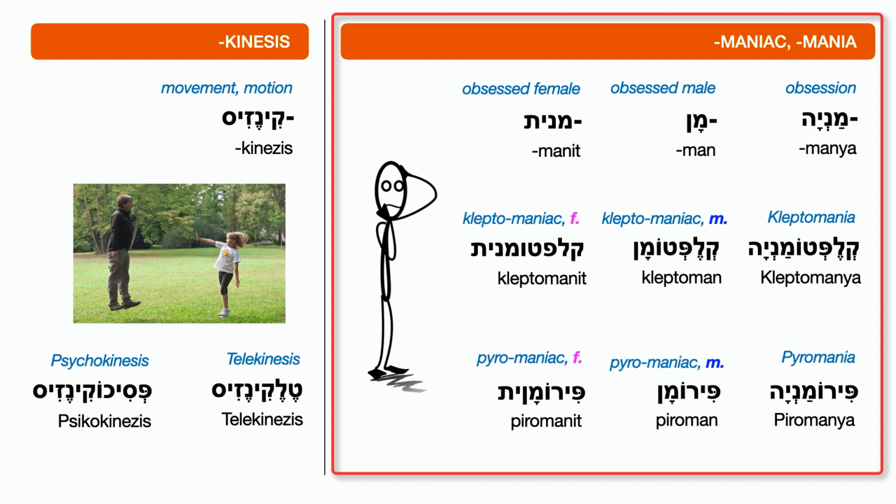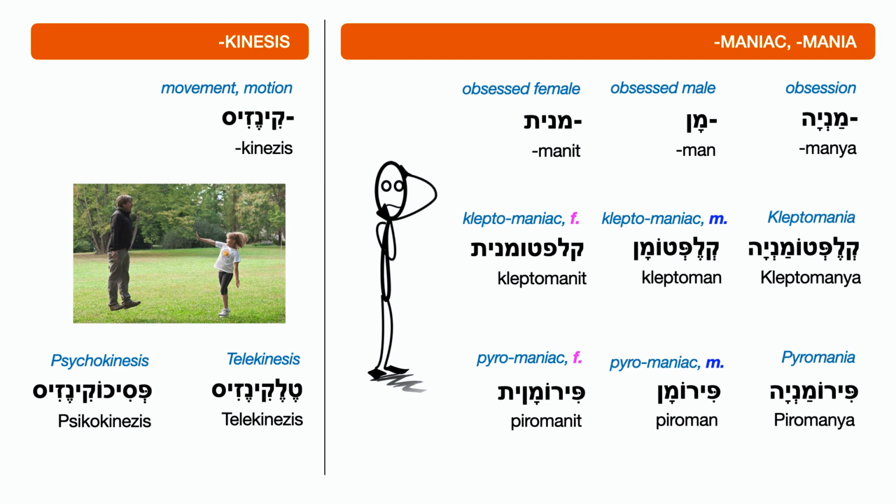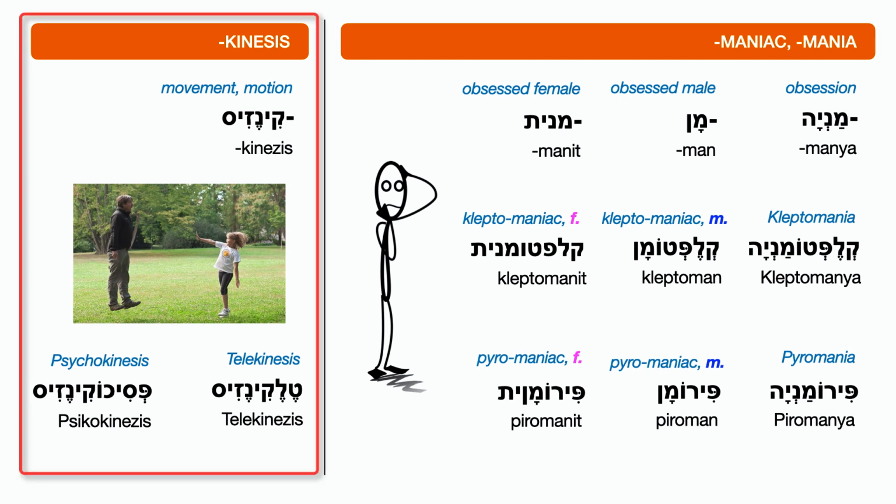So pyromania is pyromania. If it's a pyromaniac man, it's pyroman. And if it's a pyromaniac woman, we say pyromanit. Pyromania, pyroman, pyromanit. Now, regarding the suffix kinesis, the S is pronounced as a Z sound, so kinezis. So here are two examples. Telekinesis is telekinezis, and psychokinesis is psychokinezis.